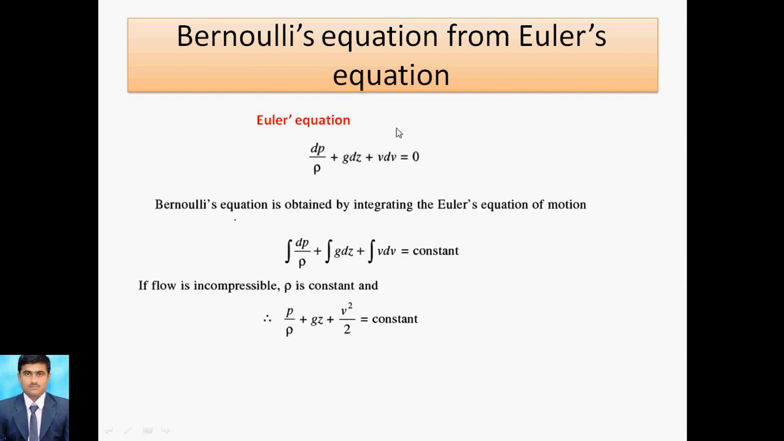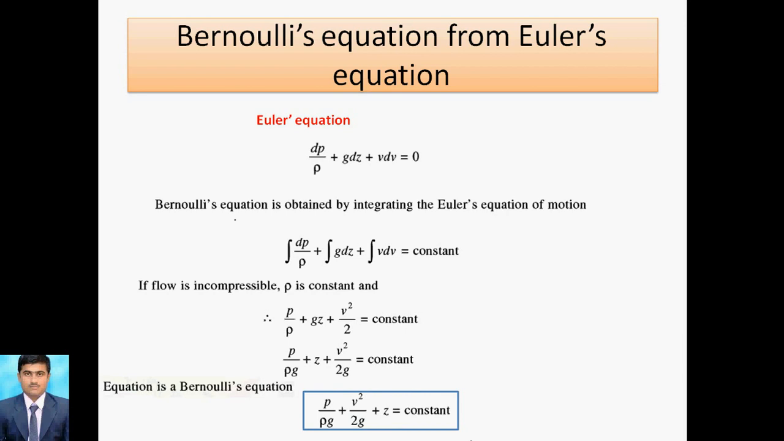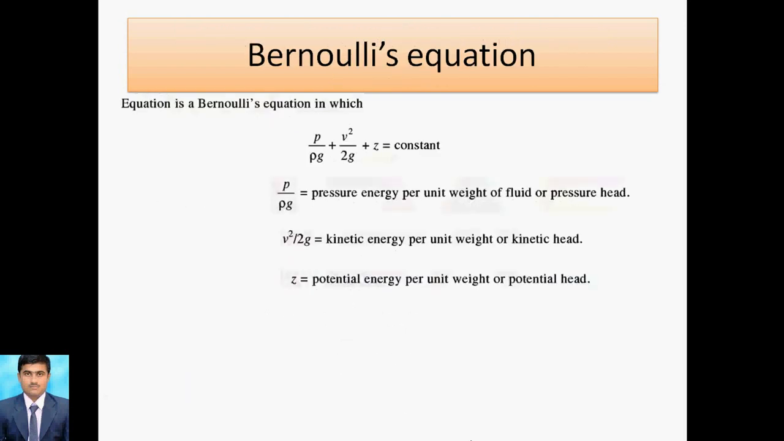So we can integrate Euler's equation and formulate Bernoulli's equation: p by rho g plus z plus v square by 2g. Bernoulli's equation consists of p by rho g, which is pressure energy per unit weight, because specific weight is rho into g. V square by 2g is kinetic energy per unit weight, and z is potential energy per unit weight. These are called the pressure head, kinetic head and potential head. So this is called Bernoulli's equation.